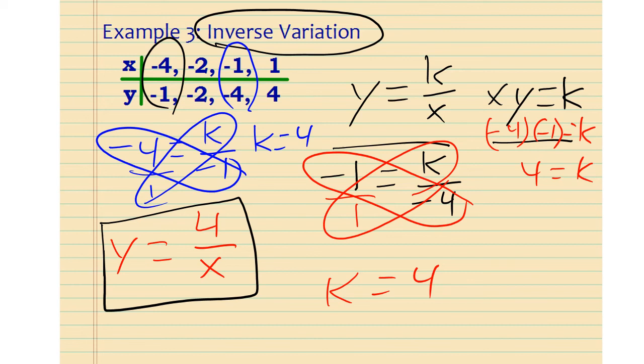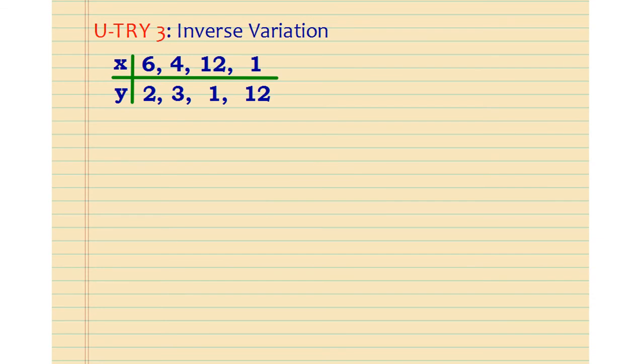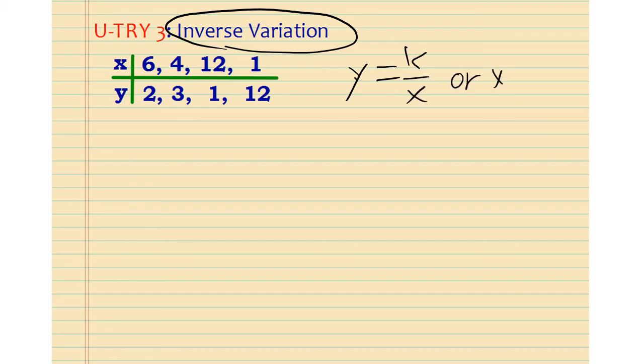Once again, it's a 4-step process. Step 1, write the formula. Step 2, plug in the numbers. Step 3, solve for k. Step 4, write the equation. Here's your U-try. Again, this is inverse variation. Start by writing the formula, whichever one you prefer. y equals k over x, or xy equals k. Solve for k.